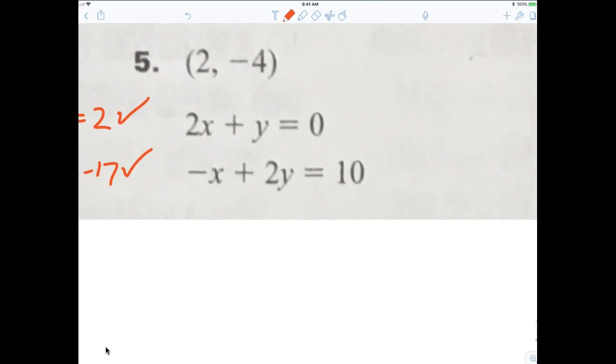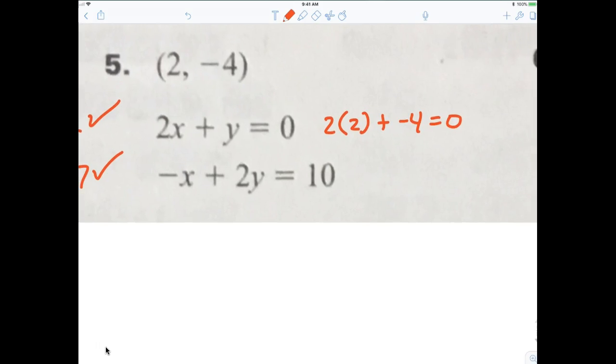All right, let's check the first one. So it'd be 2 times 2 plus negative 4. Does that equal 0? Yes. Everybody with me on this? The next one would be negative 2 plus 2 times negative 4. Does that equal 10? No.